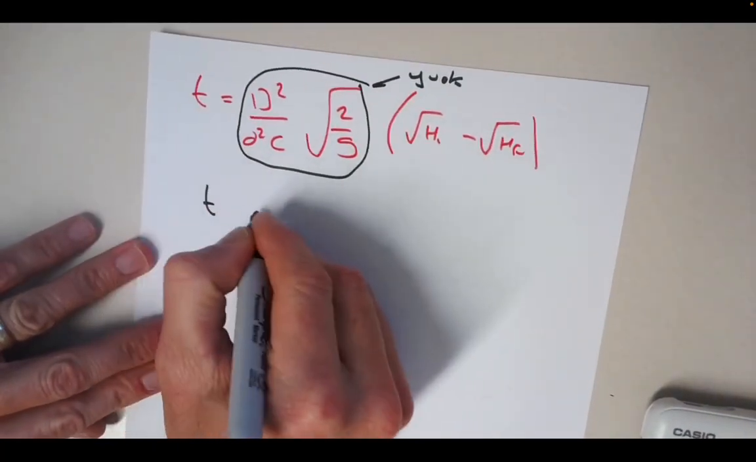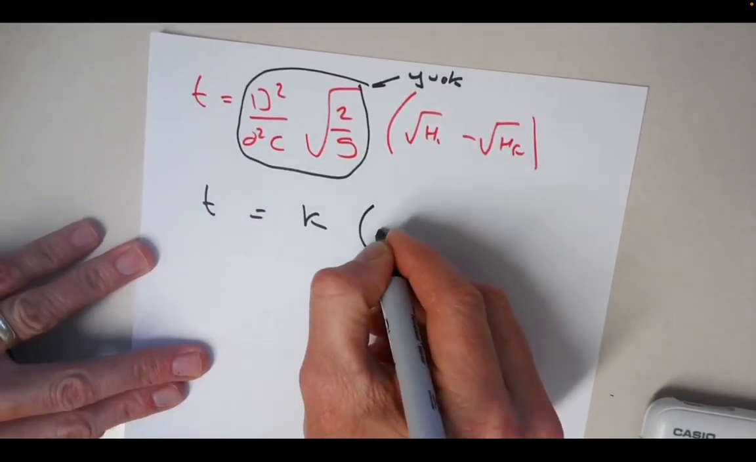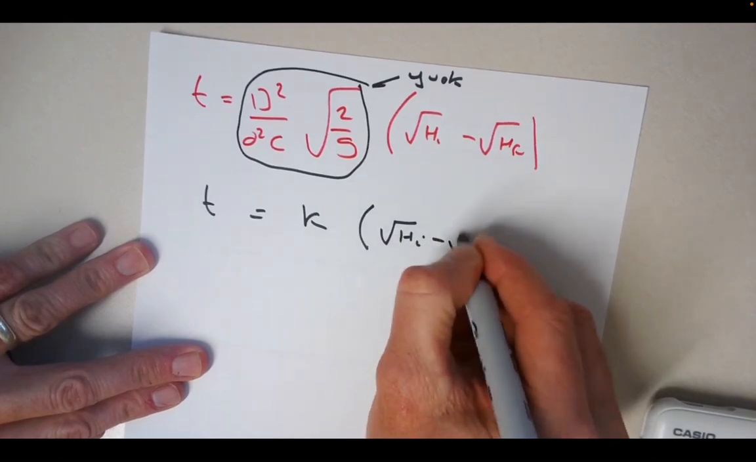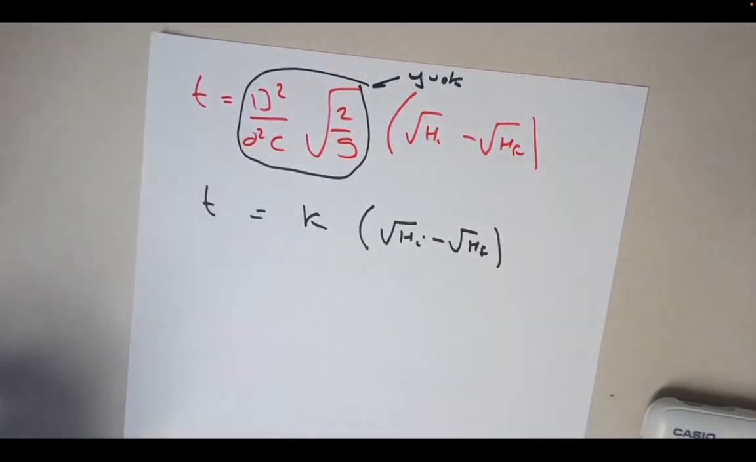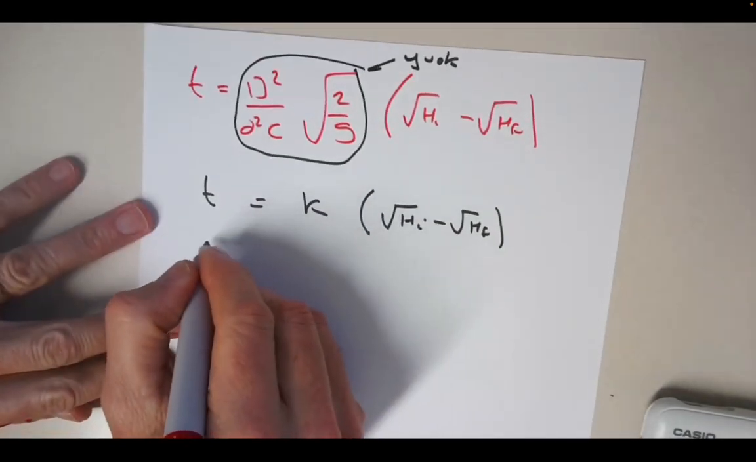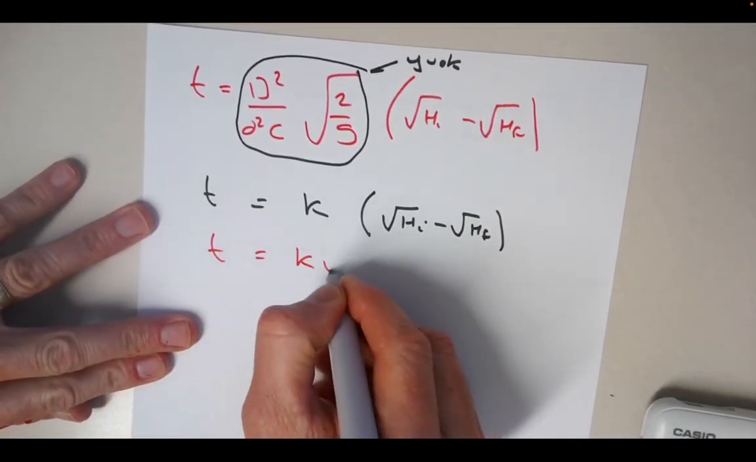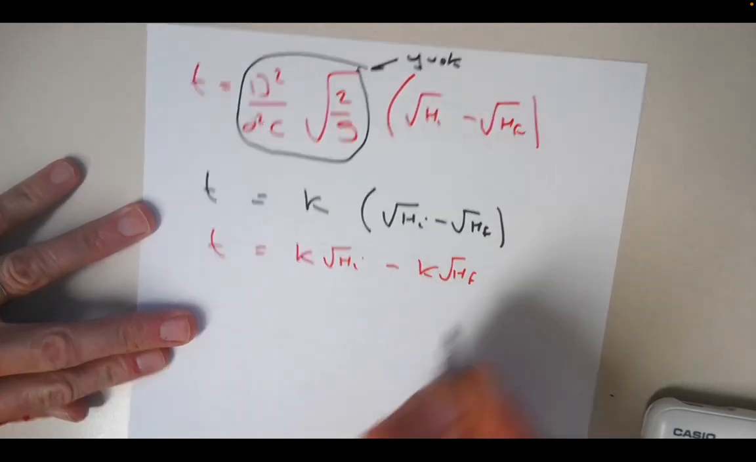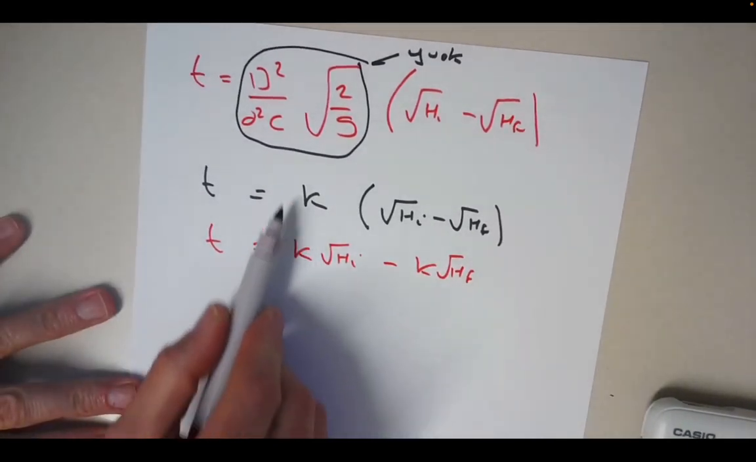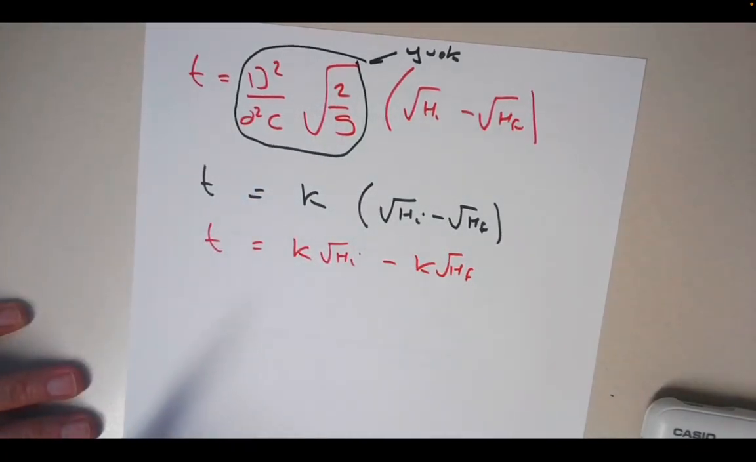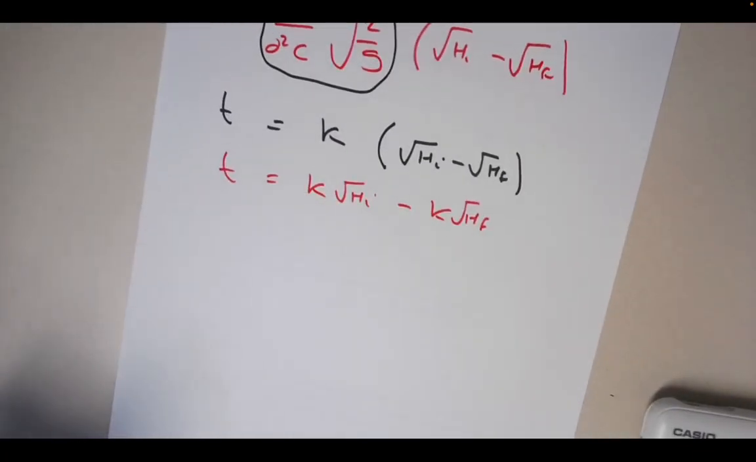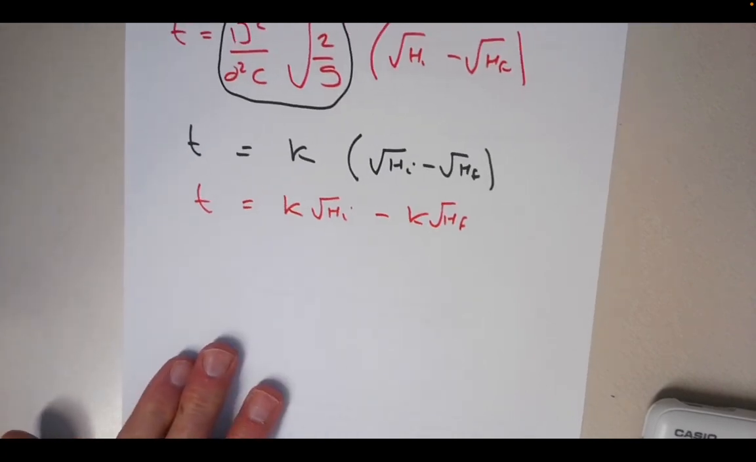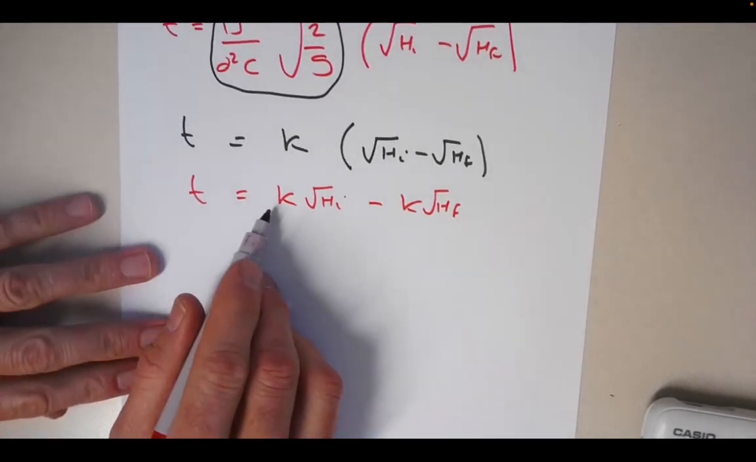So we're going to say t equals k square root hi minus square root hf. And if we were to expand this out, you could say t equals k square root hi minus k square root hf. Don't forget this k being this horrendous stuff here. Okay, in fact, just before we proceed, let's just do some substitution here.